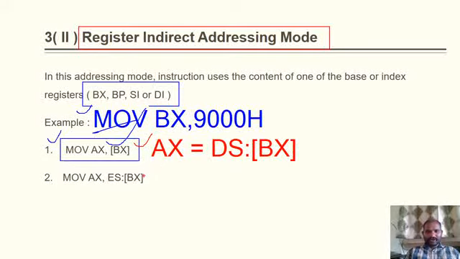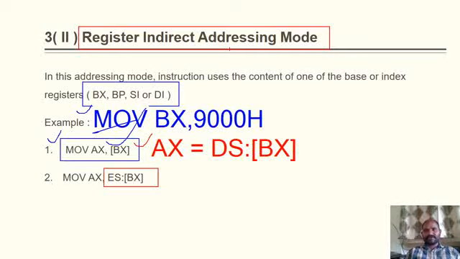If you see the lower one, it is the same thing. But here it belongs to the data segment, whereas in the lower one we are specifying the 20-bit physical address format. So BX content is used as an offset address in the extra segment. From there the data is read and loaded into the AX register. So this is the register indirect addressing mode of operation.